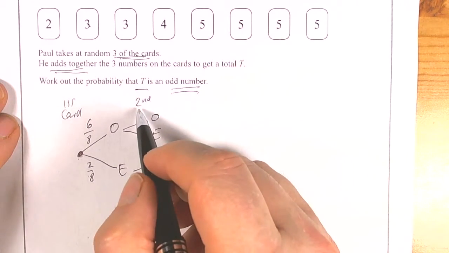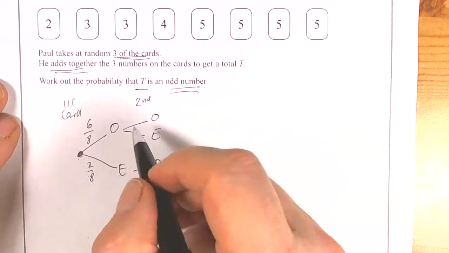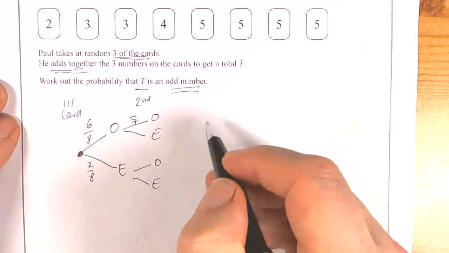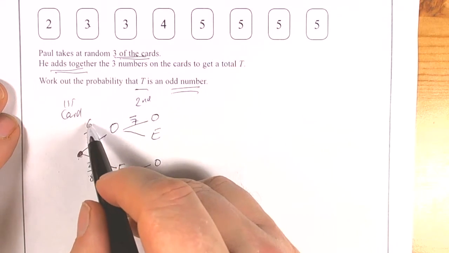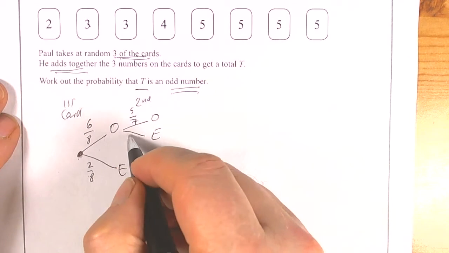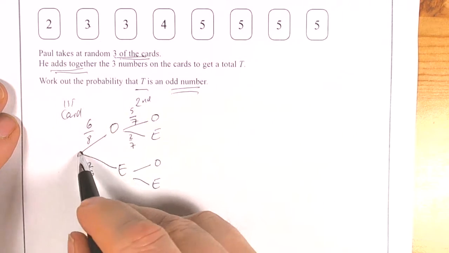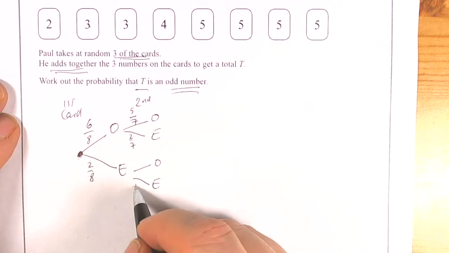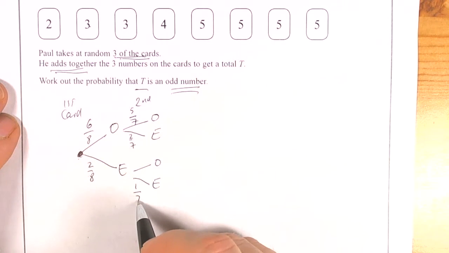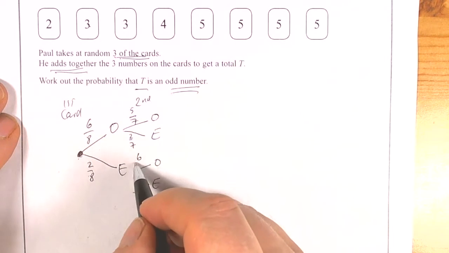But we've got to remember with this is that once we've picked a card, then the probabilities now are going to be out of 7, because we've got one card less. If we picked an odd number, that means we've already used one of those odds, so that'll be 5 over 7, so this must be 2 over 7. This branch here says that we picked an even number first, so there'll only be one even number left, and it's out of 7. So if that's 1 out of 7, that must be 6 out of 7.